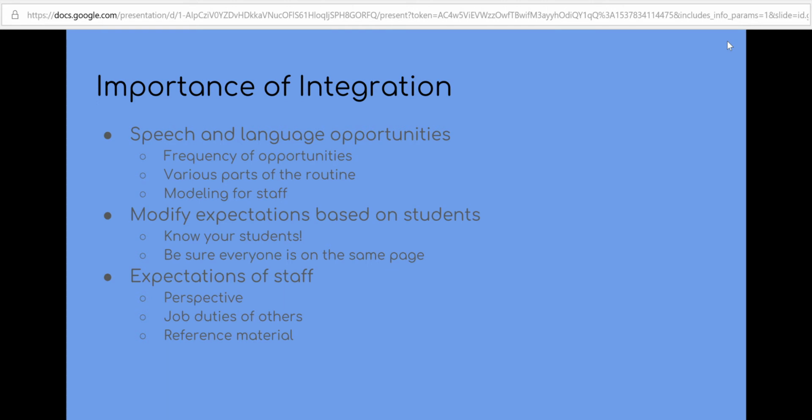As you are modeling some of these rich opportunities with students, it is important that you get the staff involved and have them practice this as well. Ask them for feedback and provide feedback to them if necessary.